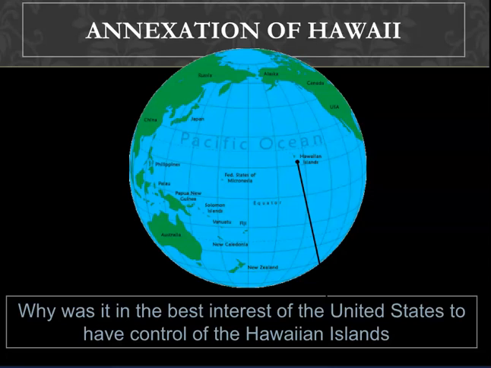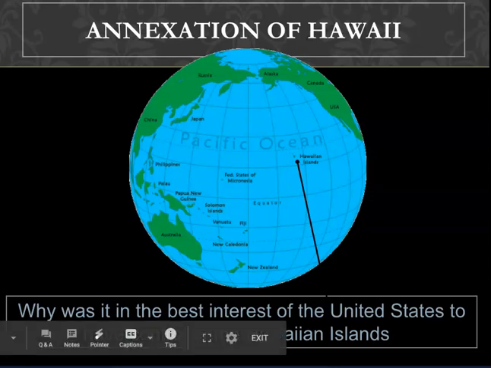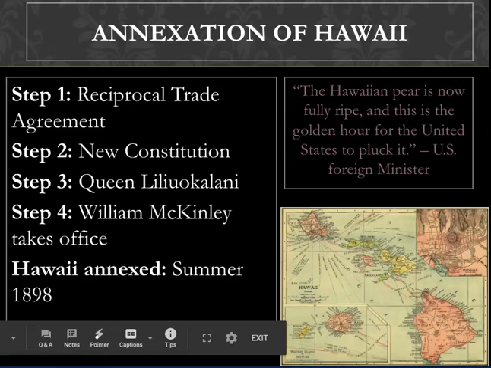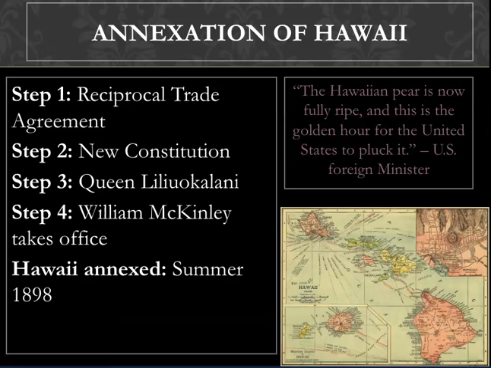But we want to have control over the Hawaiian Islands. This process is actually going to be one of our first examples of externally, right, outside of the United States, kicking out the natives and requiring them to live under American standards, right?